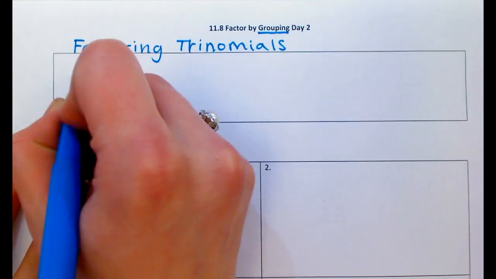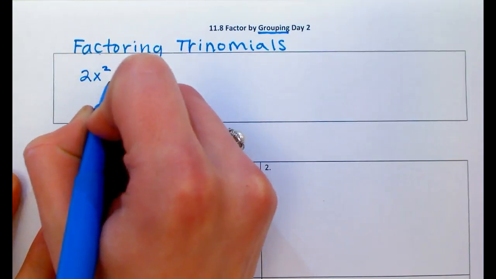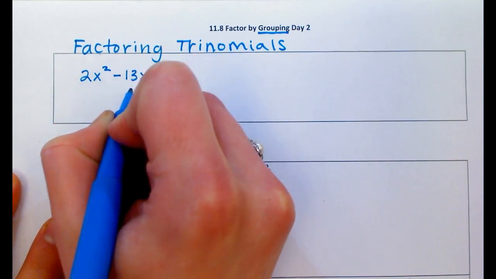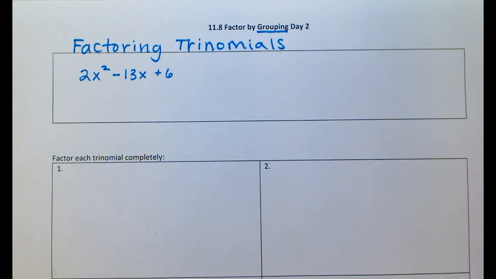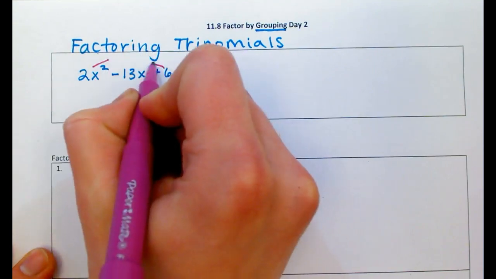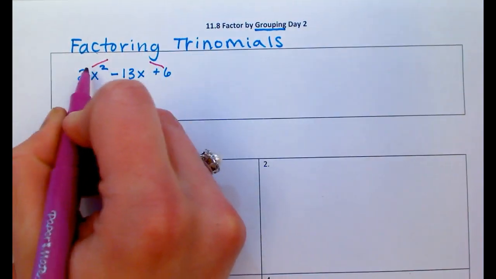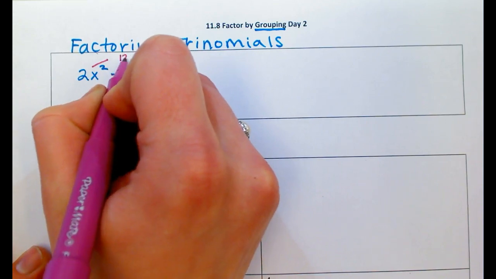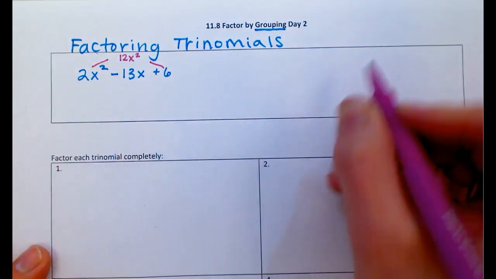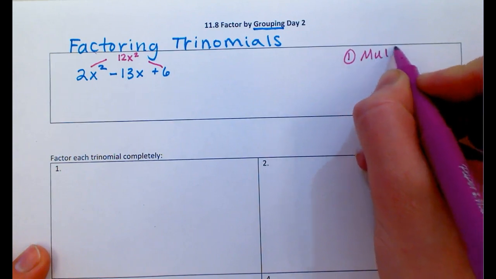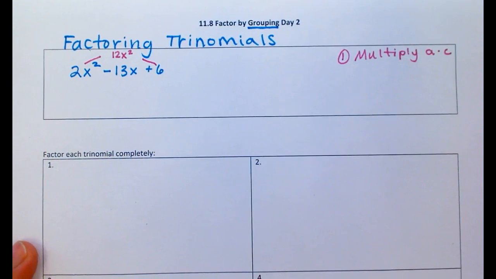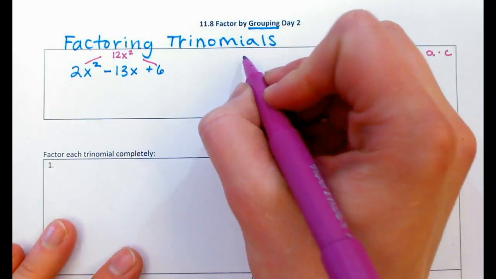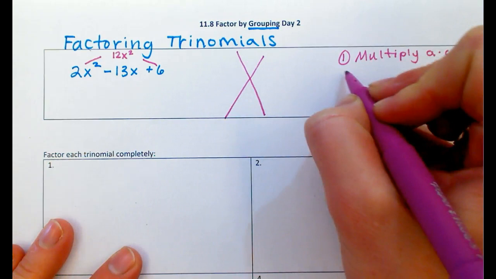So our first one is 2x squared minus 13x plus 6. Now our first step, we are going to multiply our a term and our c term. So 2x squared times 6 is 12x squared. So our first thing we did was multiply our a and c term together. The next thing we're going to do is create our graphic organizer.